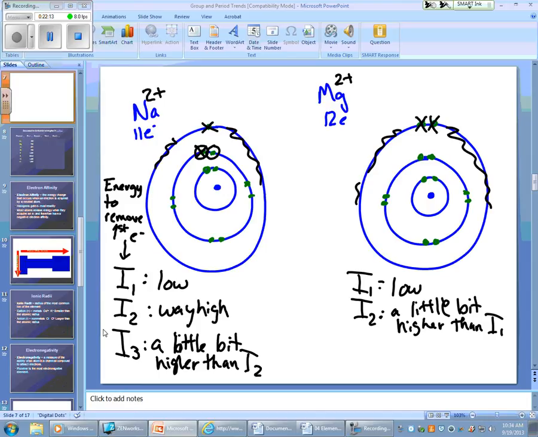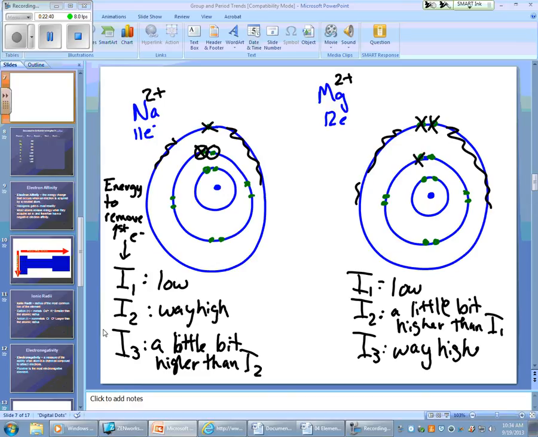If I try and remove a third electron, that ionization energy is going to be, what do you think? Way high. Yeah, it's going to take a lot of energy to remove that core electron and leave that stable configuration. So way high. Okay, and that's removing that third electron.